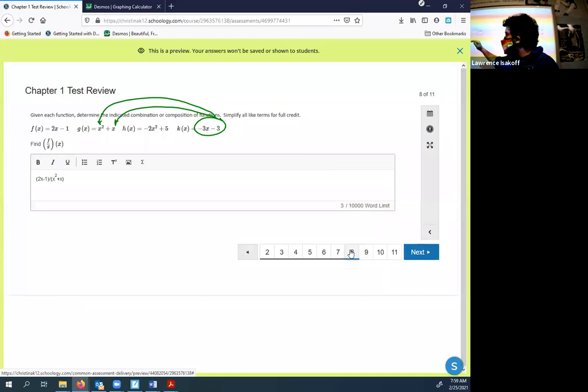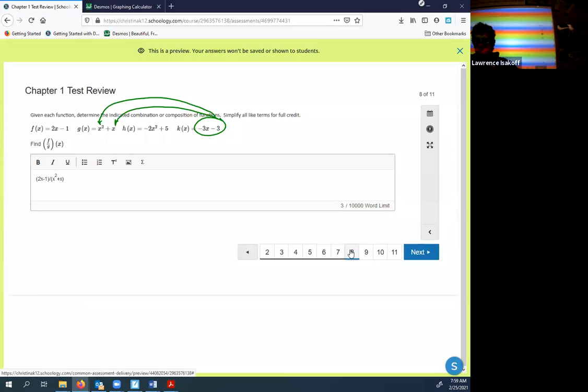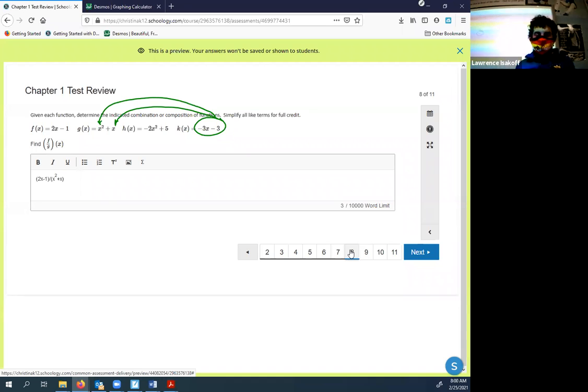So the last one, because it says F over G, get your equation F. That goes in your numerator. Your equation G goes in the denominator. So I just put them each in parentheses and then put a division bar between them to represent that fraction.